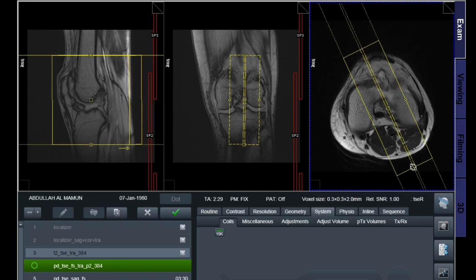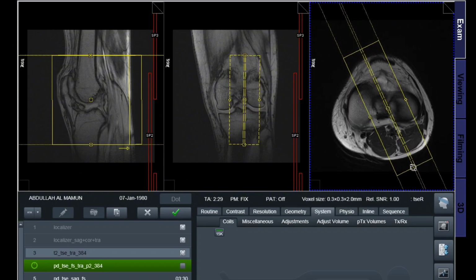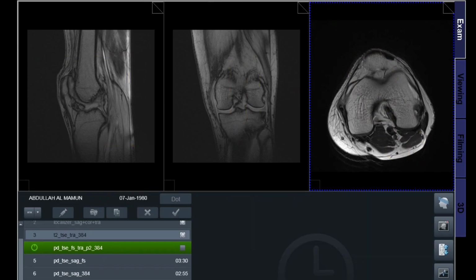Conclusion: MRI left knee is one of the most accurate investigations for knee problems. Early diagnosis with MRI can prevent long-term complications and disability.